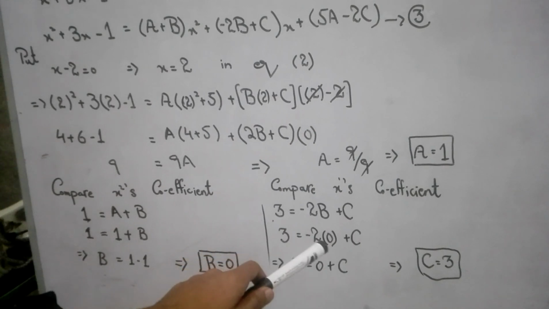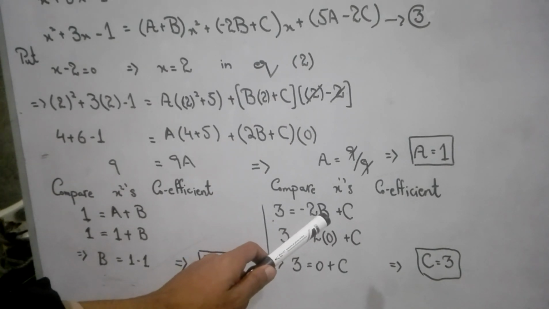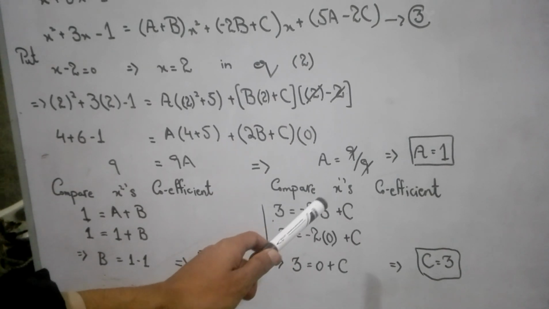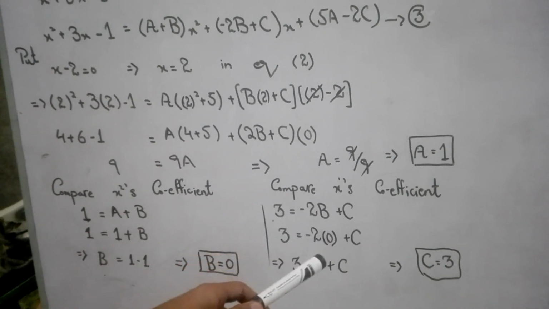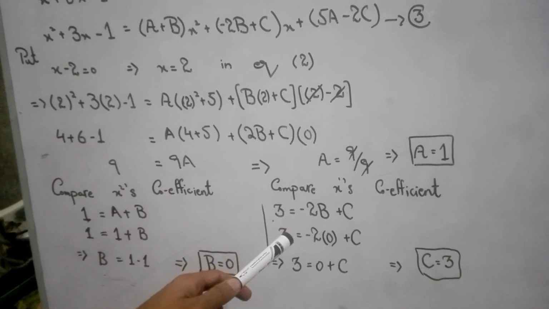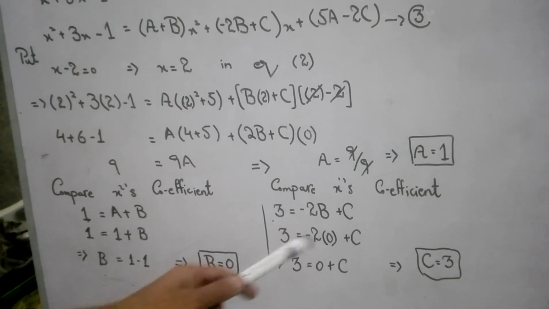So then by putting the value and solving, minus 2b plus c, in place of b we are going to write the value of b, which is equal to 0. Minus 2 into 0 is equal to 0. c plus 0 is equal to c, and c is equal to 3.